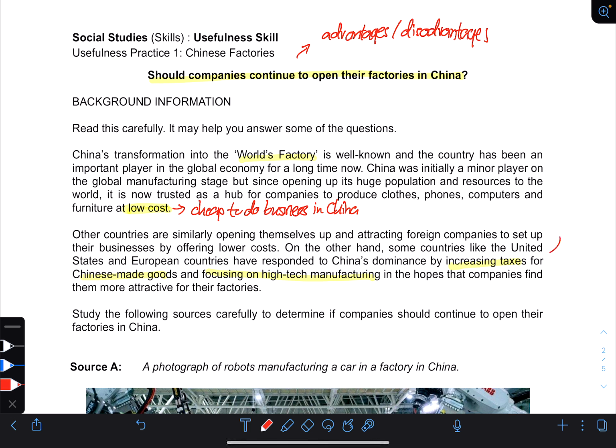So what's going on here? Taxes here are placed by the government on companies. They will charge them a certain amount of money for doing business in a certain country. Now, to discourage companies, we increase tax. To encourage companies to come, we lower tax. Because if we lower tax, then the idea is that it's cheaper to do business and then the company can do better. So these are what you should be taking out of the background information.